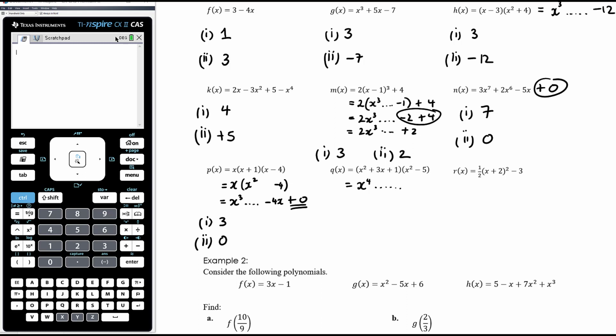The constant term is going to come from when I multiply the constant term in the first bracket by the constant term in the second bracket. So that will be -5. So my degree here is degree 4, and my constant term here is -5.